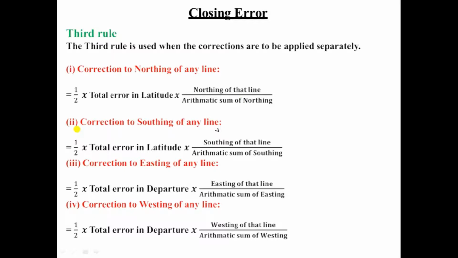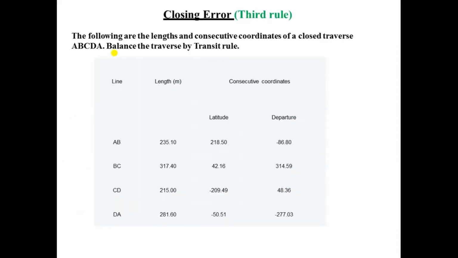Correction to the southing of any line is equal to one half multiplied by the total error in latitude multiplied by the southing of that line upon the arithmetic sum of southing. Correction to the easting of any line is equal to one half multiplied by the total error in departure multiplied by the easting of that line upon the arithmetic sum of easting. Next, correction to the westing of any line is equal to one half multiplied by the total error in departure multiplied by the westing of that line upon the arithmetic sum of westing.